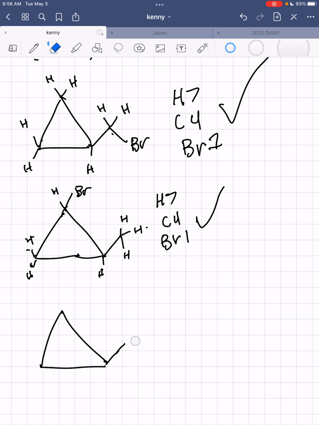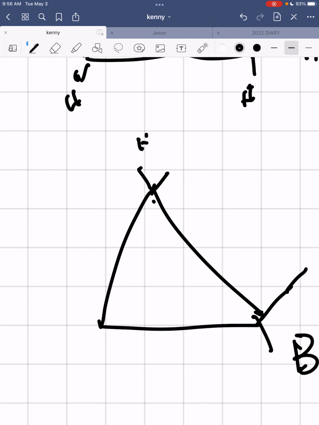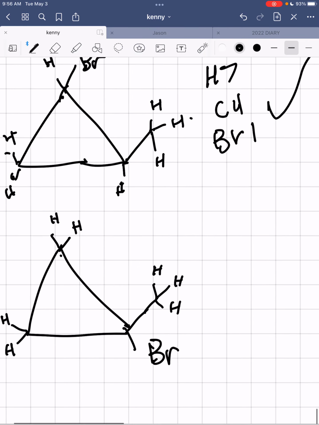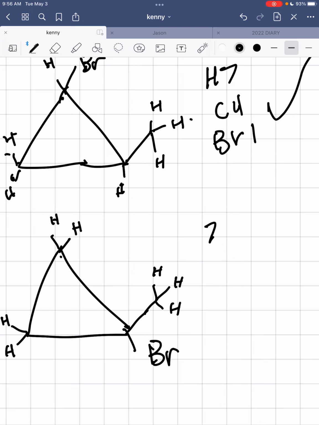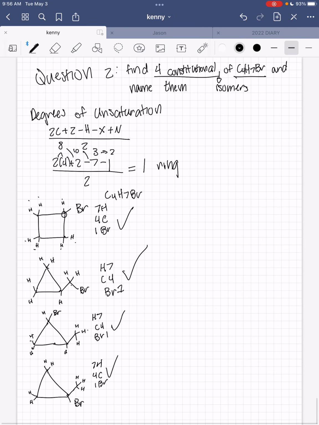I'm gonna erase these circles. And let's see if that works. One, two, three, four, five, six, seven. 7 hydrogens, 4 carbons, 1 bromine. That checks out. So now we found 4 isomers. All we need to do is to name them.